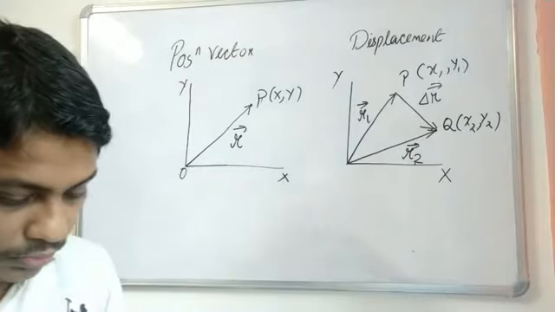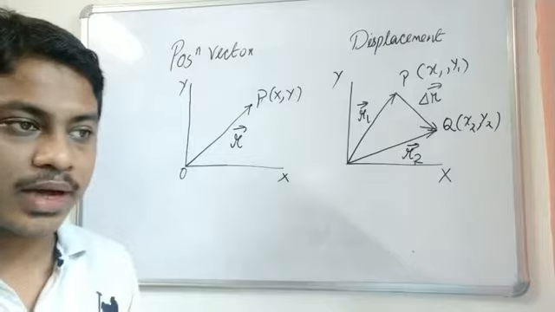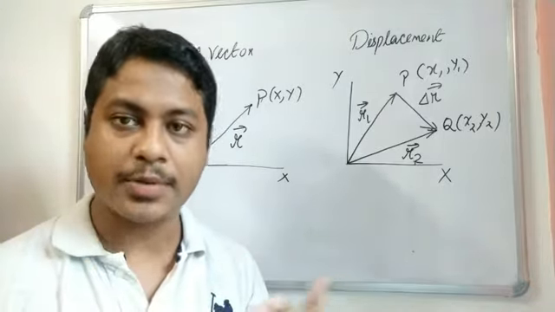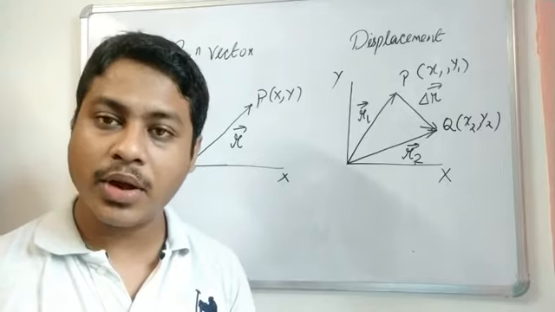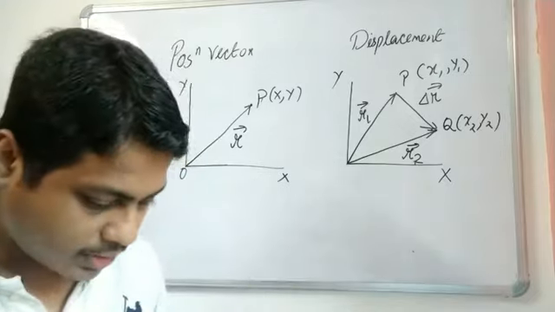The next part that I am going to do is about the addition of vectors. How to add vectors. Then we'll be going for the subtraction of vectors. Then we'll be going for the multiplication of vectors. So we'll start one by one.